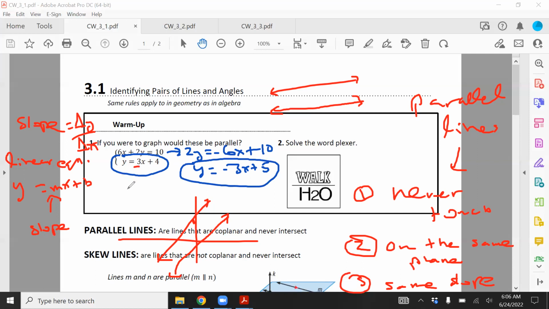So you can see the slope here is 3. The slope here is -3. So the answer is no, because they are going to touch.